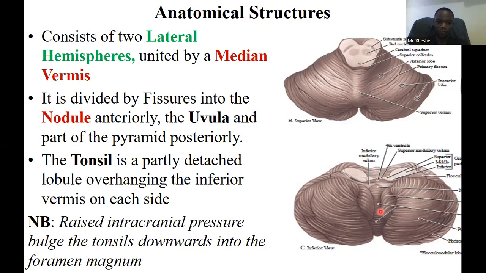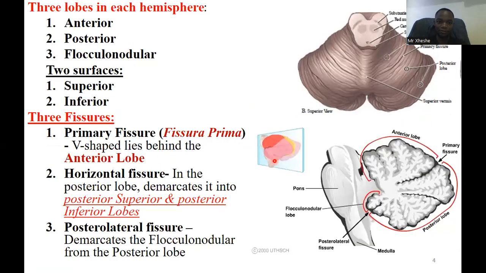So what we have now is uvula, tonsils, then we also have the posterior and anterior lobe. So let me quickly go to this diagram here. So let's begin with lobes first. Lobes of the cerebellum. So cerebellum has the following lobes.